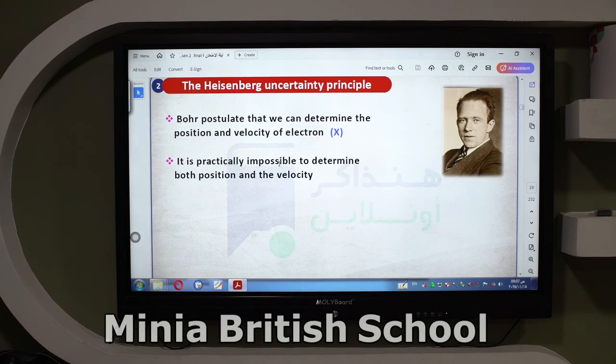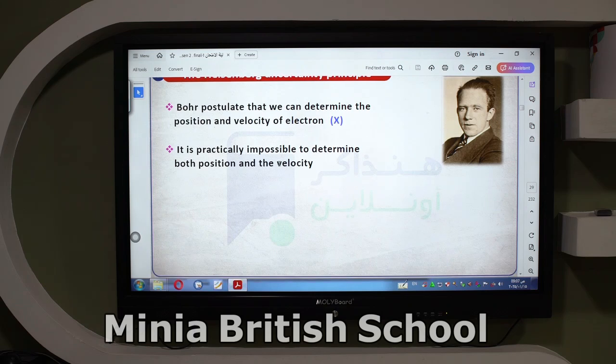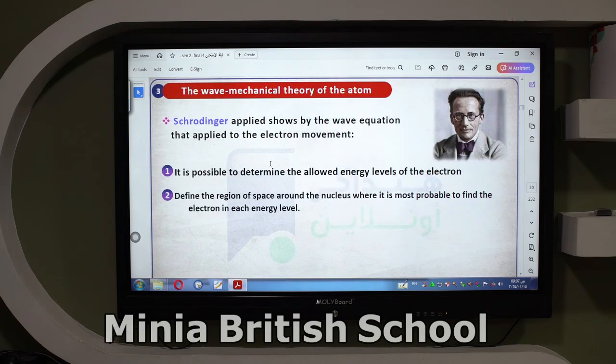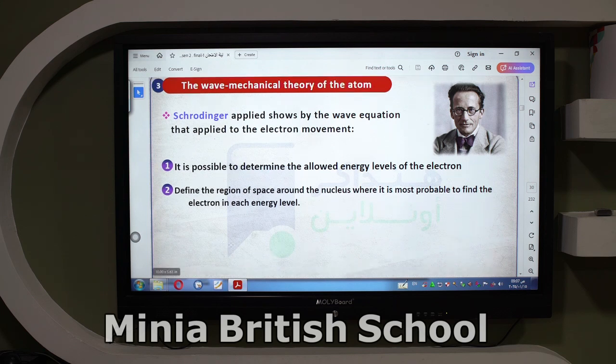About the Heisenberg uncertainty principle: Bohr postulated that we can determine the position and velocity of an electron at any time and any place, but this was refuted by Heisenberg. It's practically impossible to determine both the position and velocity of the electron. And for the wave mechanical theory of the atom, Schrödinger showed by a wave equation, which you study in physics by the way, first, that it's possible to determine the allowed energy levels of the electron, and second, that it defines regions of space around the nucleus where it's most probable to find the electron in each energy level.